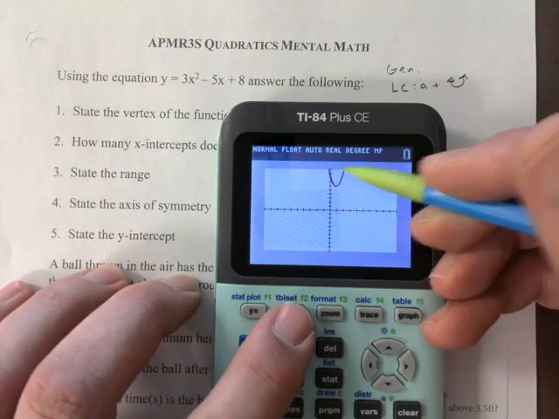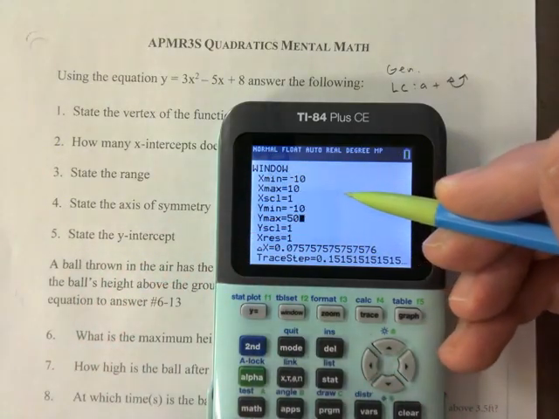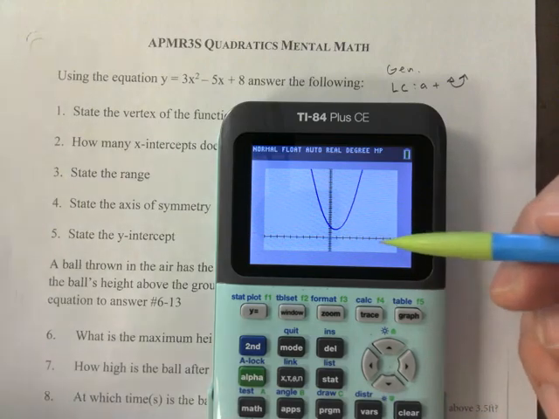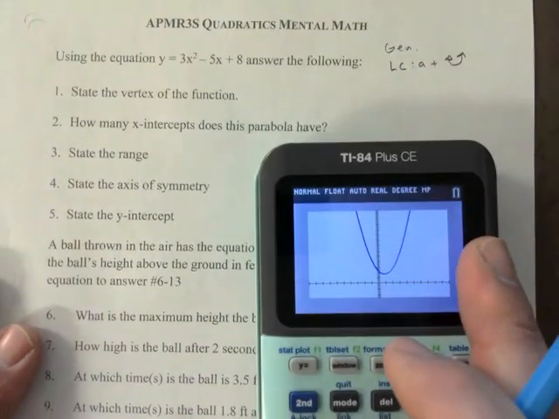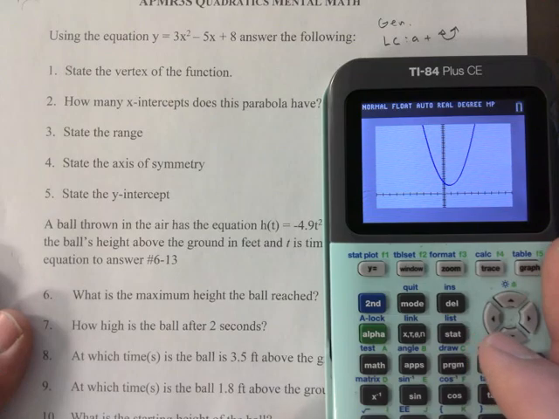I'm going to chase the curve a little bit up here. I don't know, I'm going to go 50 or something like that. You see a bit more of it, but this one never crosses the x-axis, which should not surprise us. So state the vertex of this equation.